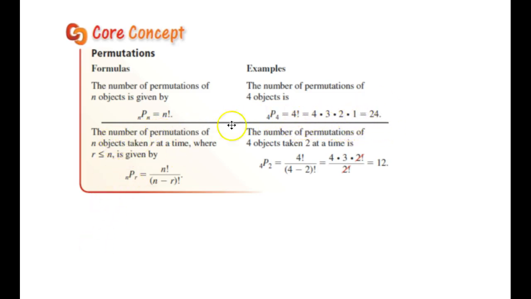So if I'm taking different numbers of things, here in this top example, I was taking all 4 objects and looking at all 4 objects. Down below, I'm not, so I'm taking 2 different objects, which we saw in part B of that first example. So I'm going to have my n factorial on top, divided by my n minus r factorial on the bottom.